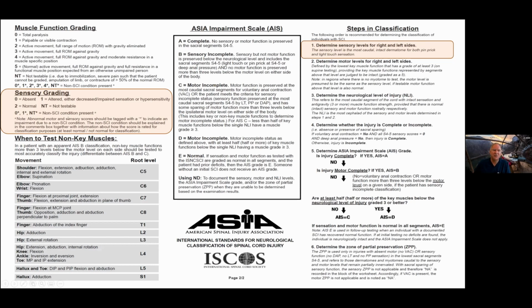Non-testable is listed if you have a non-spinal cord injury condition present, if the person is covered by a cast, for example, or if you've had other things associated with it, for example, a plexopathy or some other sort of thing that would make testing inappropriate. Peripheral neuropathy, etc.